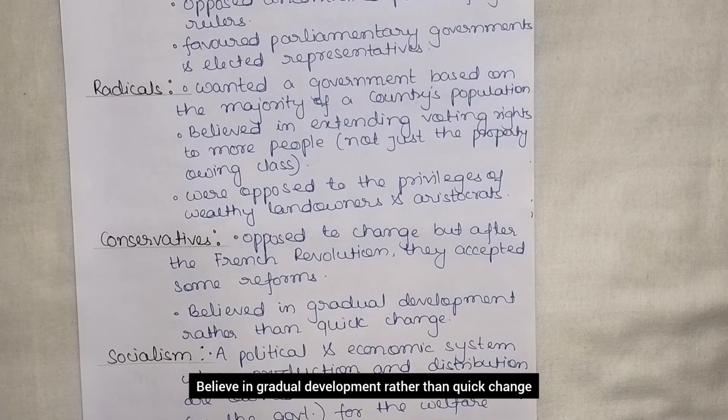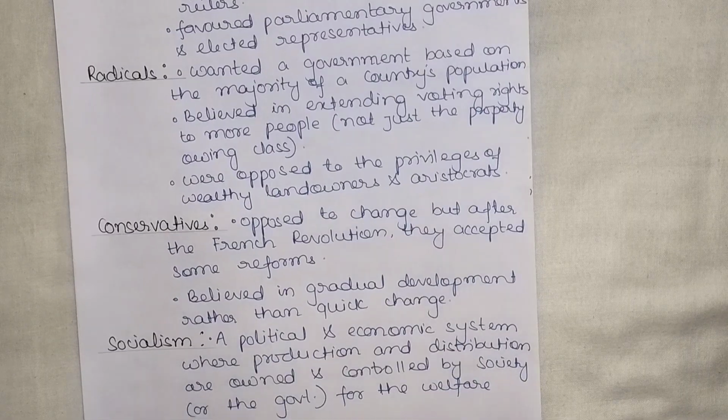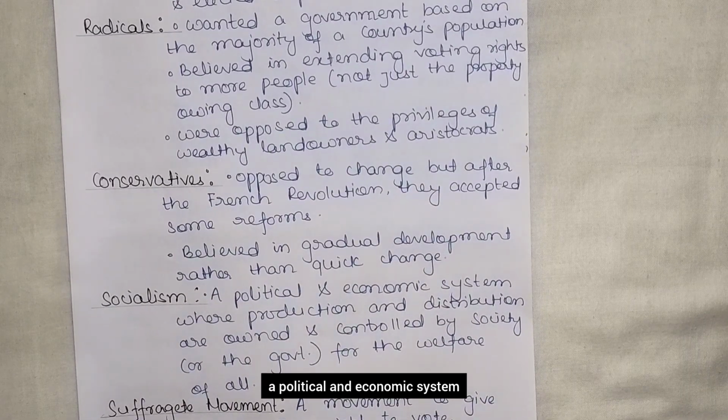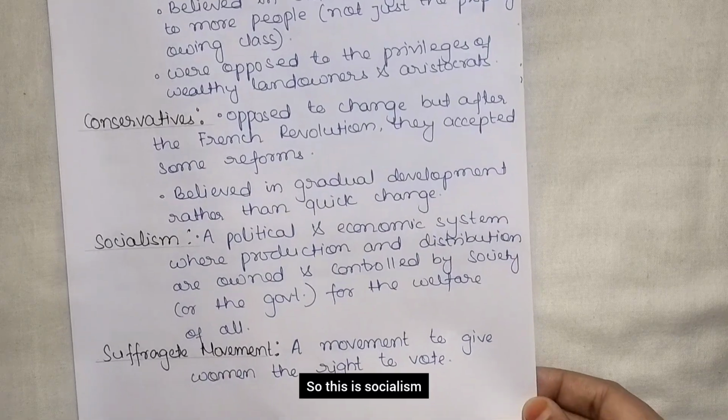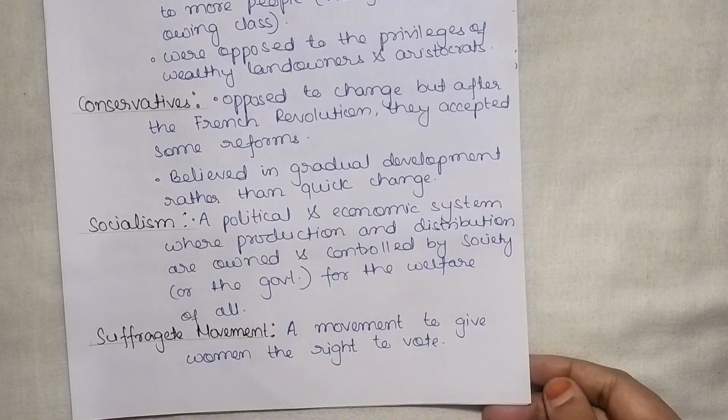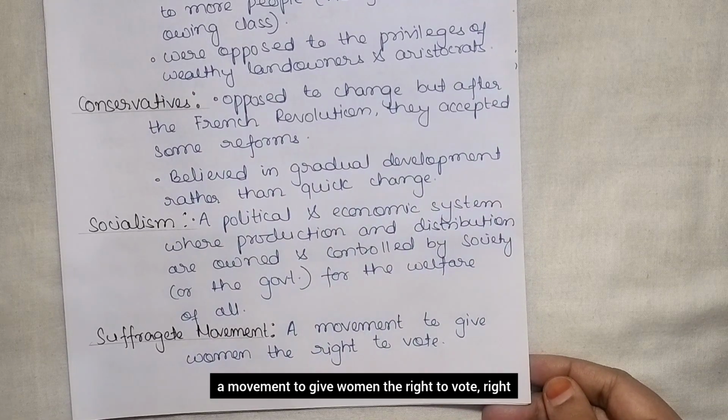Believe in gradual development rather than quick change. So they are known as conservatives. Socialism. A political and economic system where production and distribution are owned and controlled by society or the government for the welfare of all. Right? So this is socialism. Then suffragette movement, a movement to give women the right to vote.